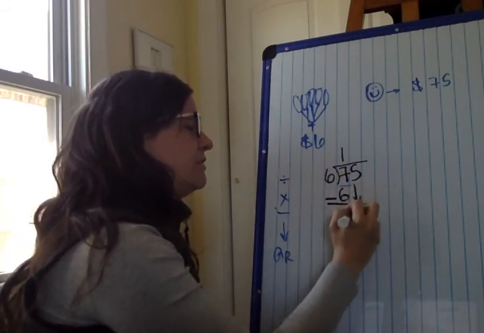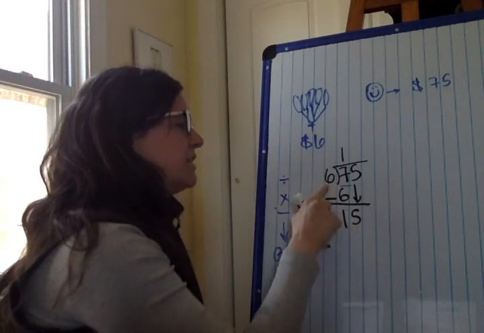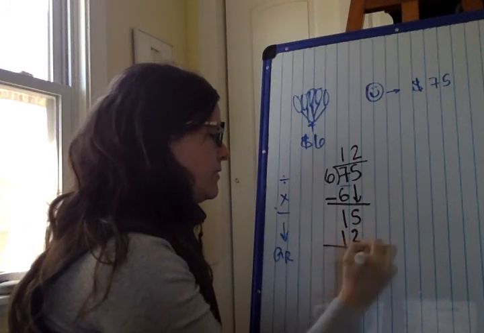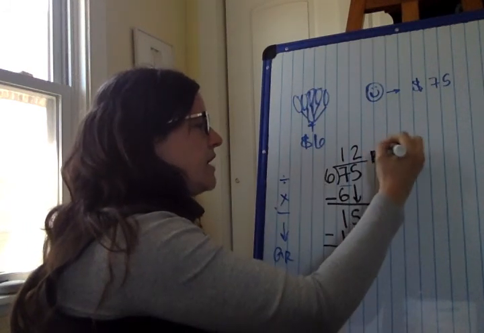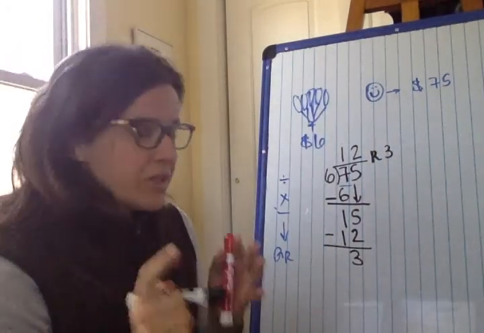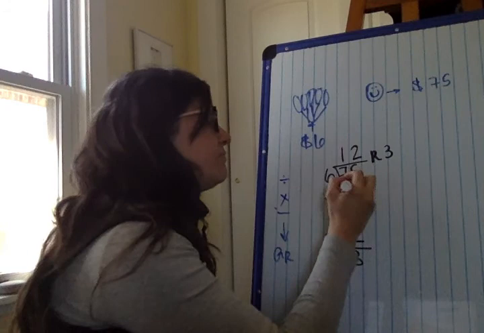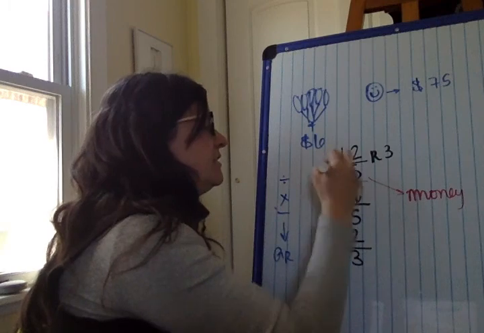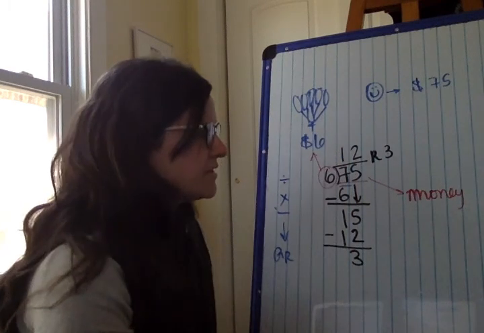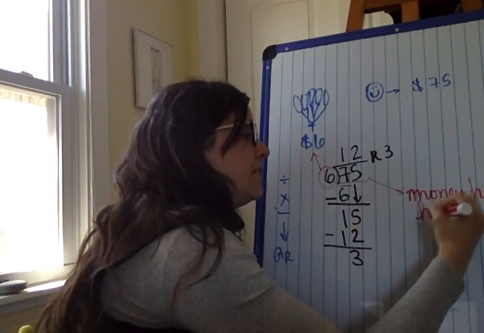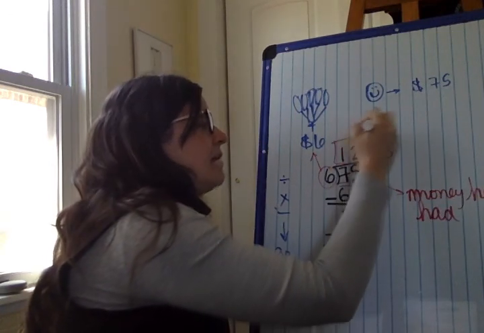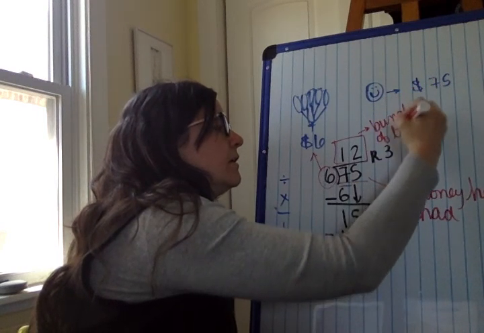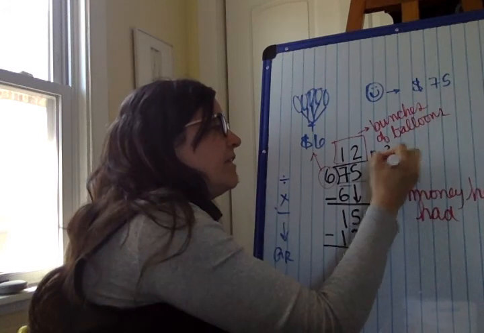Subtract, bring it down. Okay, now we have 15. 15 divided by 6, the closest we can get is 2. 2 times 6 is 12. Subtract. Now we've got a remainder of 3. So we need to be super clear about what all of these different numbers mean. This is the money he had to start. This is how much each balloon costs. This tells us how many bunches of balloons he was able to buy. And then this is the leftover money.